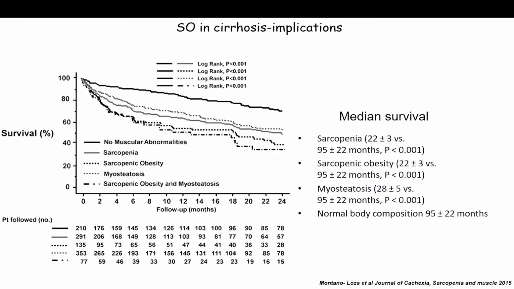Now, coming to the impact of sarcopenia in cirrhosis, the median survival with sarcopenia was 22 plus or minus 3 versus 95 plus or minus 2 in controls. And you can make out that the patient with sarcopenic obesity has a shorter survival.